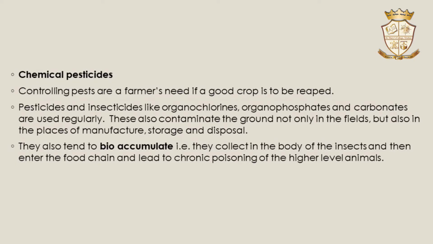Chemical pesticides. Controlling pests is a farmer's need if a good crop is to be reaped. Pesticides and insecticides like organochlorines, organophosphates, and carbamates are used regularly. These also contaminate the ground, not only in the field but also in the place of manufacture, storage, and disposal. They also tend to bioaccumulate, that is, they collect in the body of the insects and then enter the food chain and lead to chronic poisoning of the higher level animals.